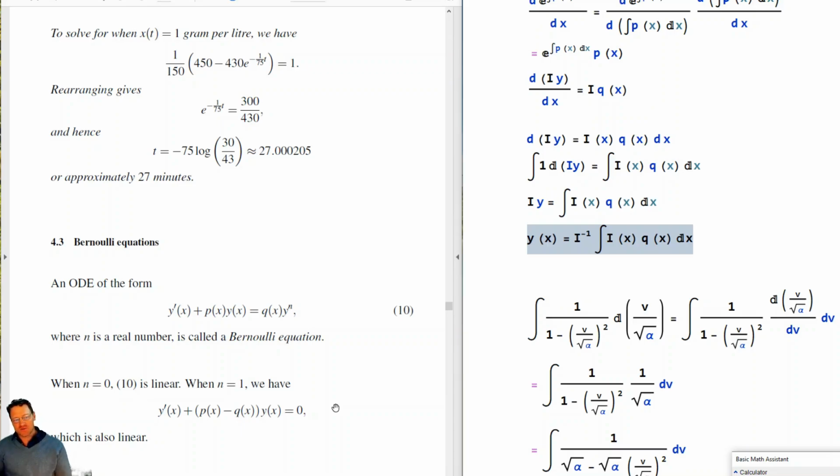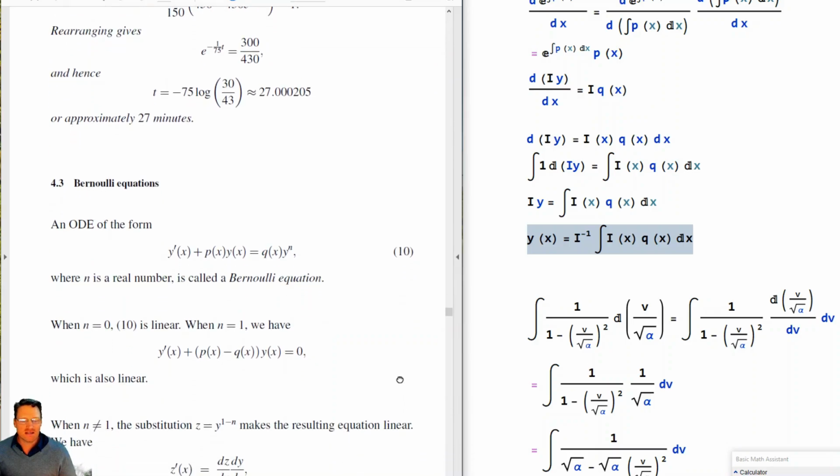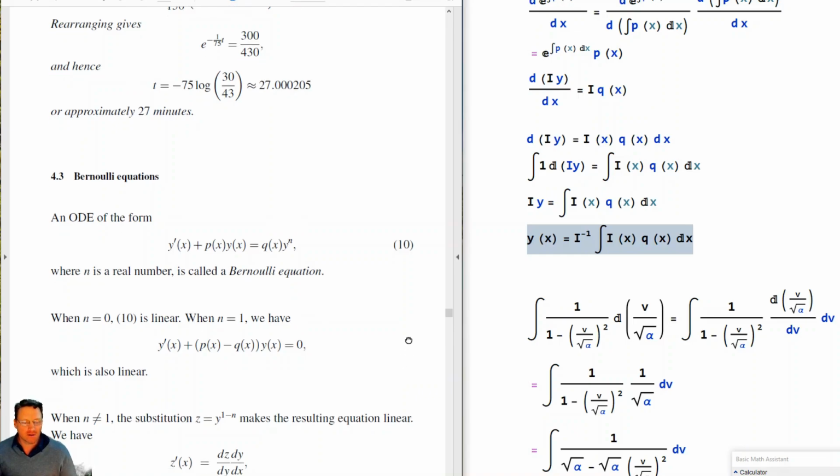Okay, but notice first that when n is equal to 0, we actually have a linear equation. When n is equal to 1, we can rearrange this to make it linear easily. Okay, so let's in general assume that our Bernoulli equations have n equal to a number greater than 1. So when n is not equal to 1, we make the substitution z is equal to y to the power of 1 minus n. And that makes the result linear.